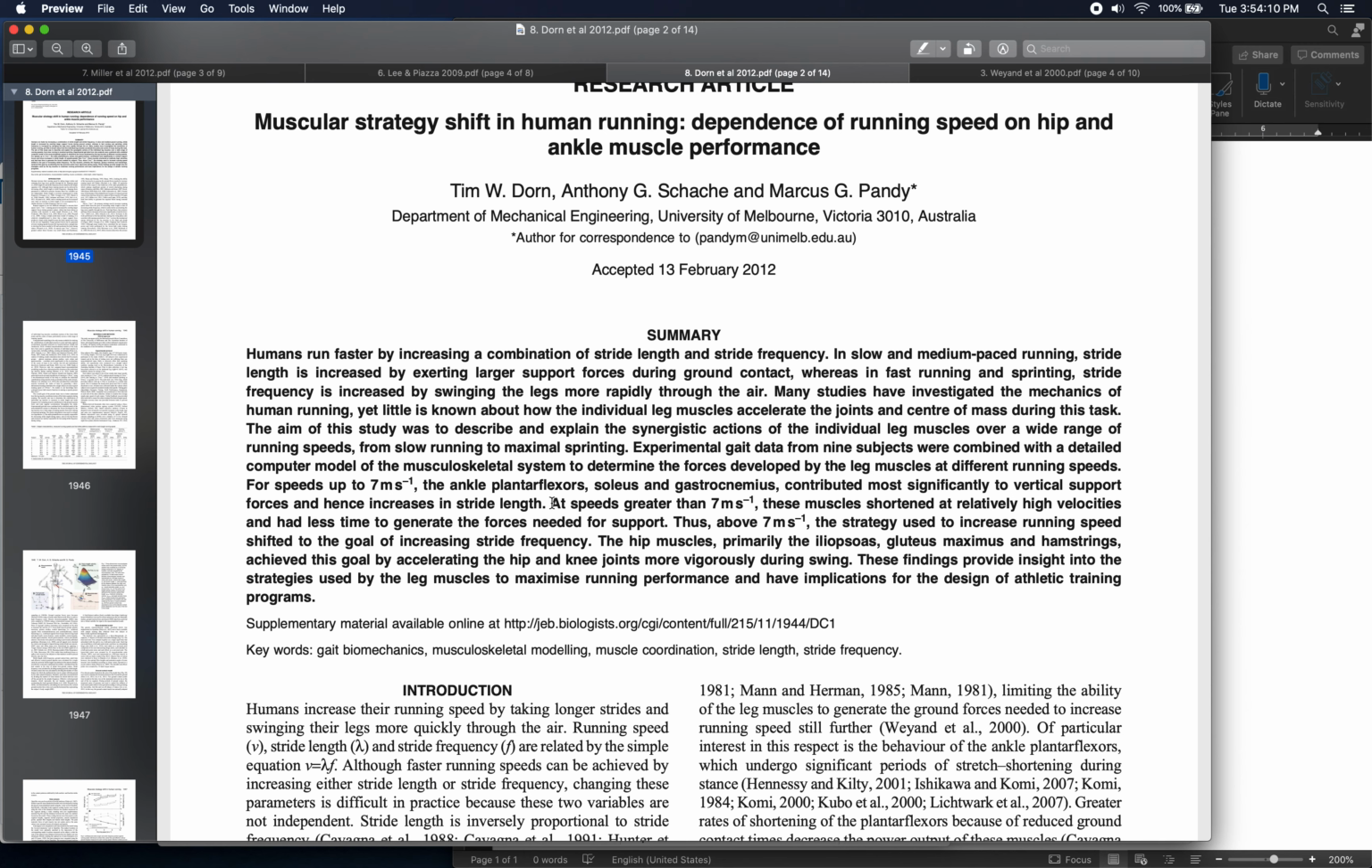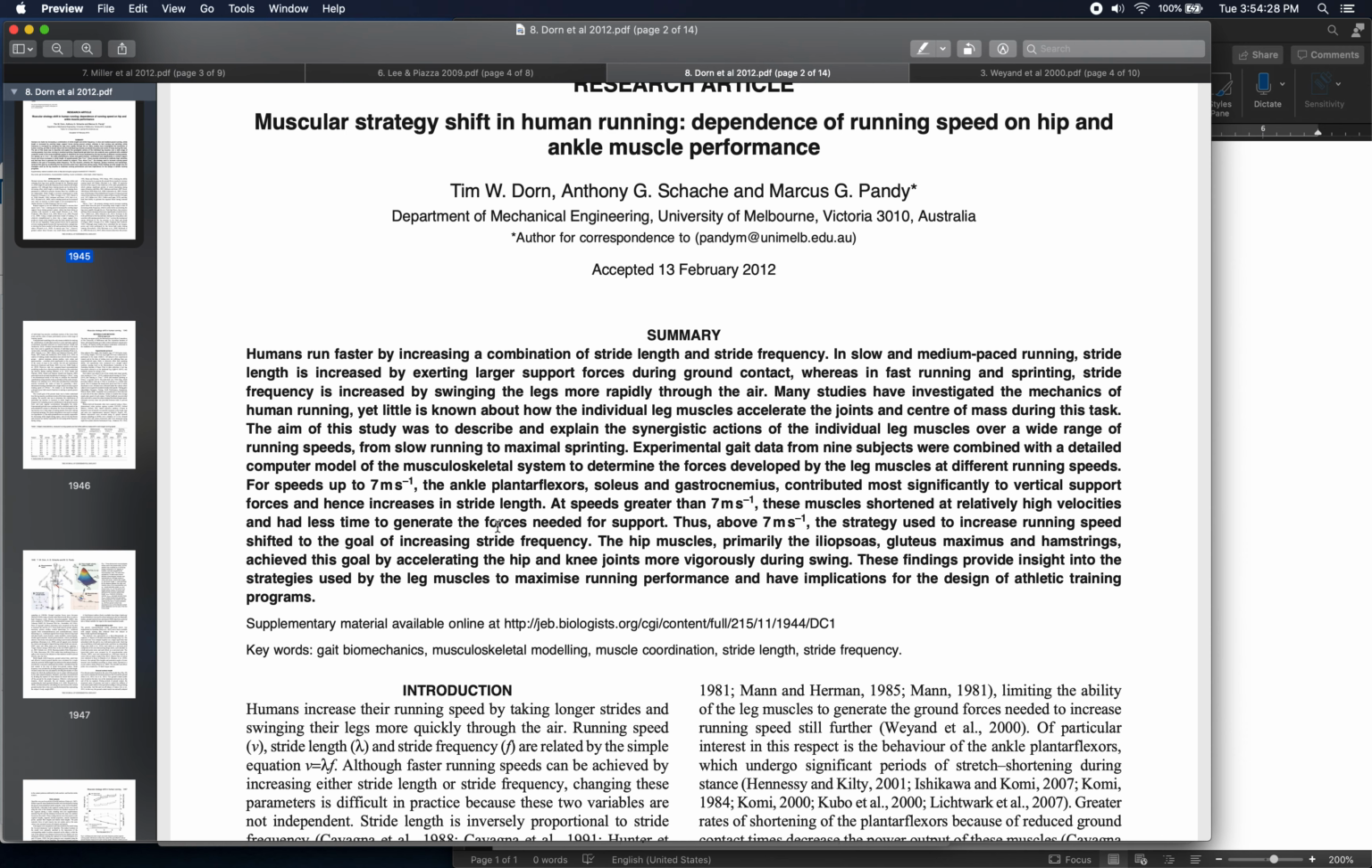But then they say that at speeds faster than 7 meters per second, the plantar flexors were shortening at very high velocities, which, because of our force-velocity relationship, meant they no longer had time to generate the greater forces that were needed to offset gravity.